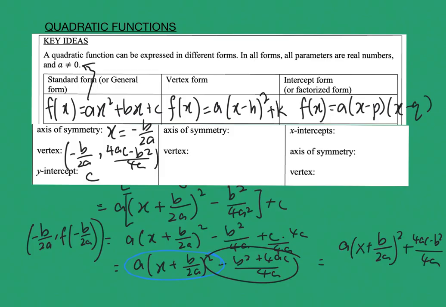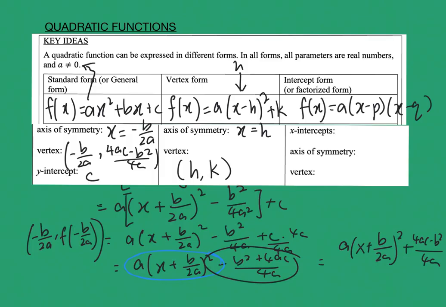For the vertex form, it is rather straightforward. So the axis of symmetry is when your x minus h equals 0. So x equals h is your axis of symmetry. The vertex is when your x equals h. And when you substitute h here, you get 0 on the first part. And then k is your y value.